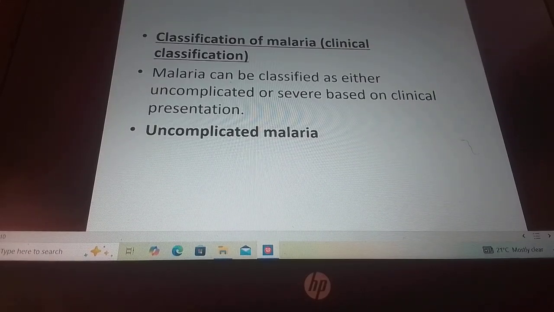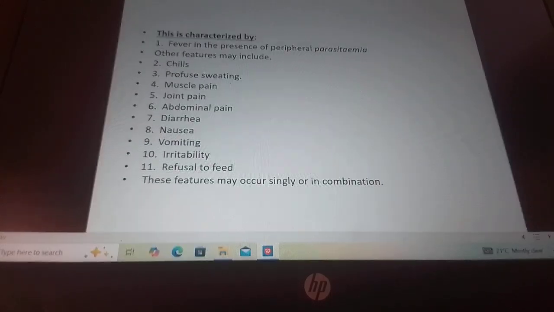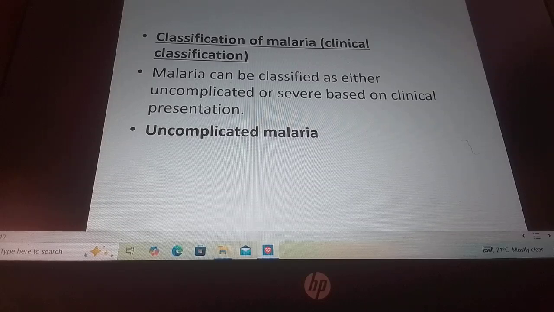So we have classification of malaria. Now, the clinical classification of malaria, and here is where you want to base on, because this is the area that will help you. Malaria can be classified as either one, uncomplicated, or two, severe malaria. So complicated malaria is severe malaria.